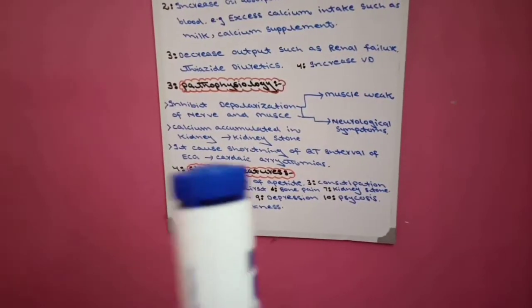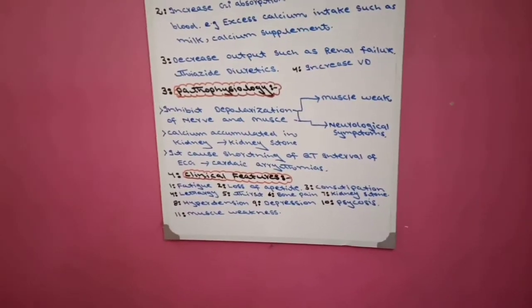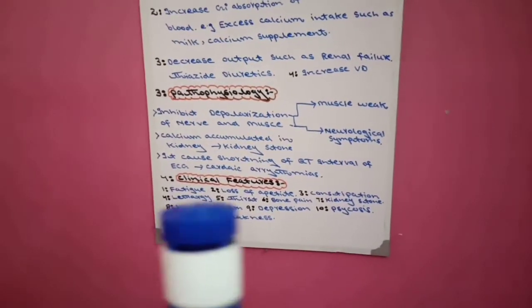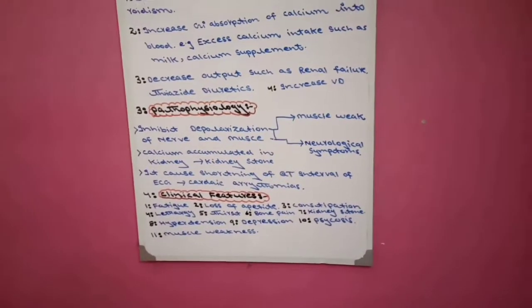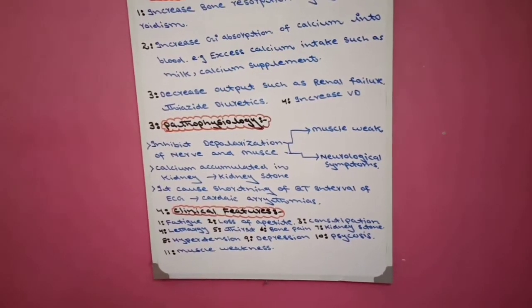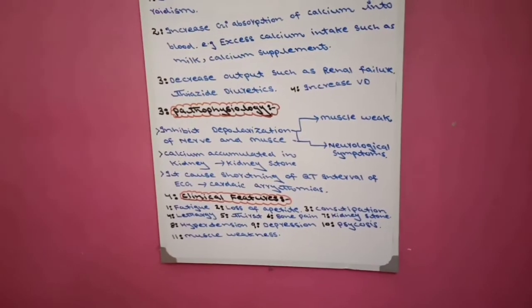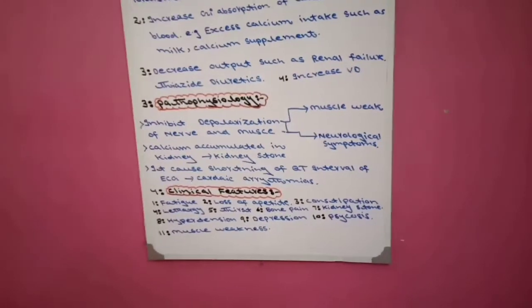This is the pathophysiology. Now come to clinical features. There are 11 clinical features of hypercalcemia. Number one, fatigue. Number two, loss of appetite. Number three, constipation. Why constipation? Because due to muscle weakness, because hypercalcemia decreases the motility of GIT, and the result there will be constipation.